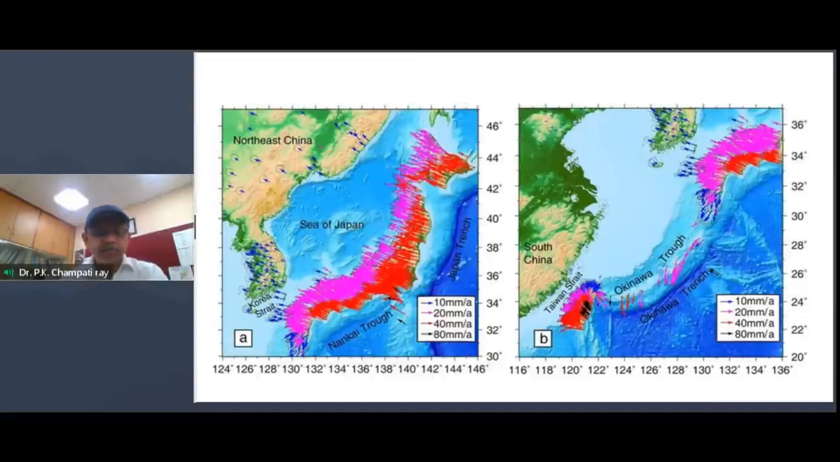And you can see those pink lines and the red lines indicate how the movement of the Japanese island is taking place. So there is a variation in the movement, and because of this movement, Japan is also prone to many earthquakes, and when earthquakes happen in the ocean, we have the tsunami also.